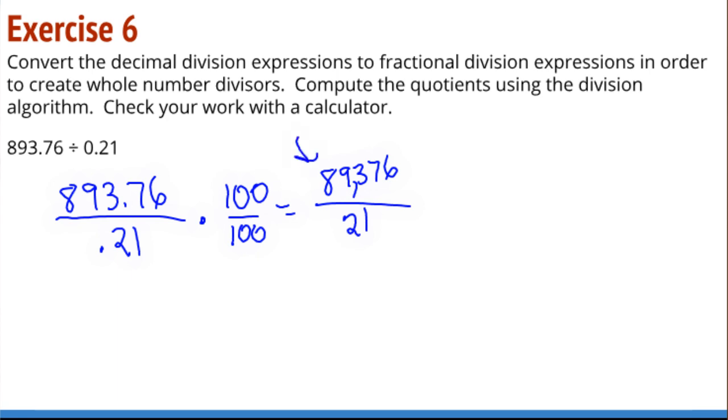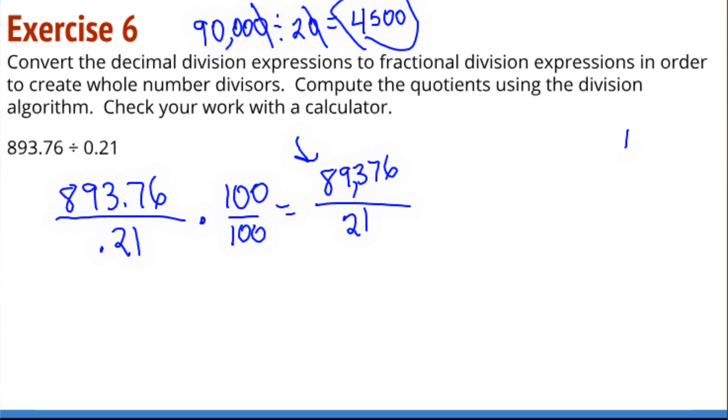I'm going to say that this is about 90,000 divided by 20, which will give me about 4,500. Divide them both by 10, and I've got 9,000 divided by 2. 4,500 is my estimate. Make my chart. 1, 2, 3, 4, 5, 6, 7, 8, 9. And I've got 21. That's one more than 20. So I'll multiply by 20, and I'll add.